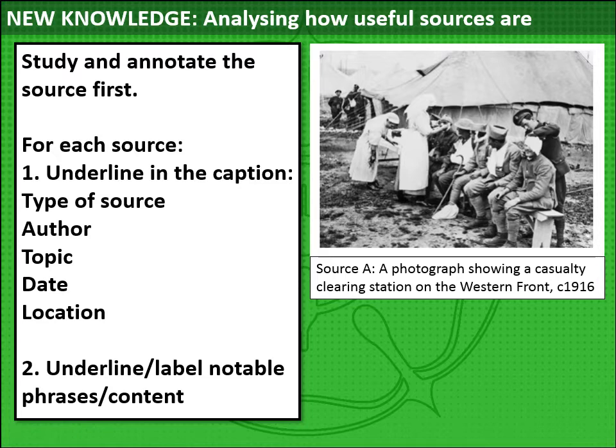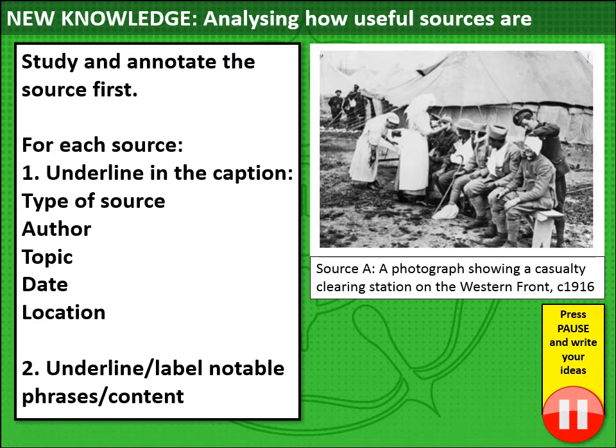When you've done that, you can then have a look at the content of the source, and as you're reading through or looking at the photo or looking at the picture, you can underline and make quick notes and label any notable phrases or content. So have a go at that for source A. Work on the caption and then see if you can notice anything in the photograph itself of the casualty clearing station, things that you think might be of importance.